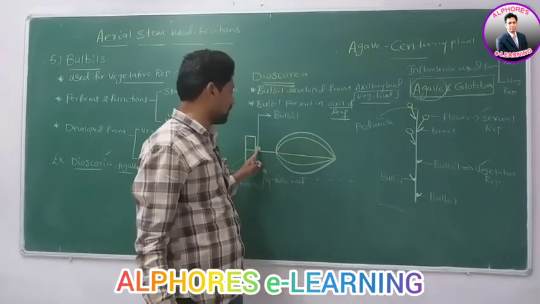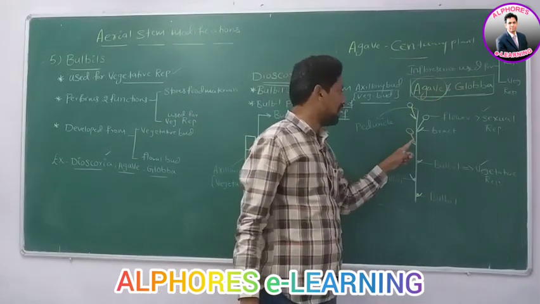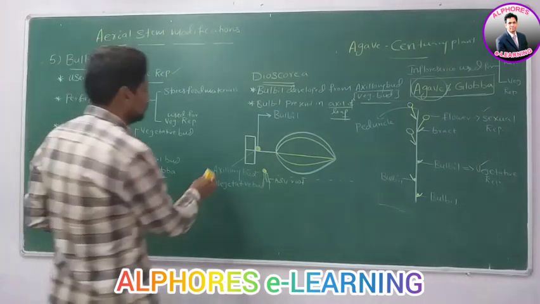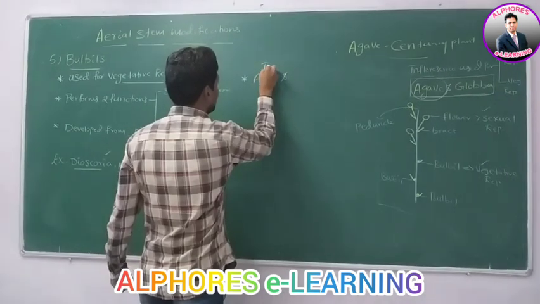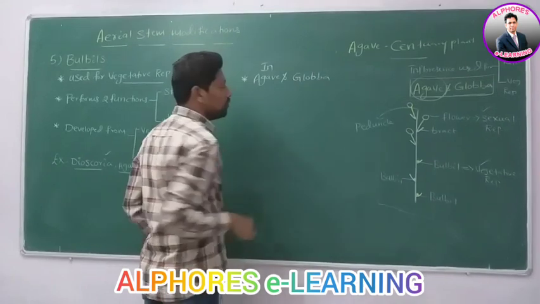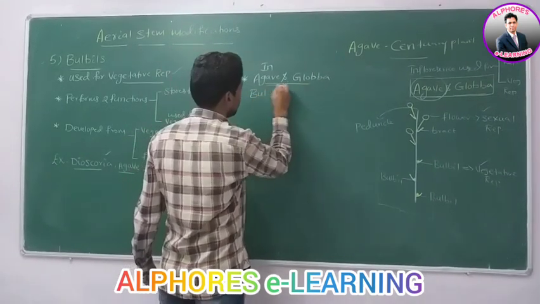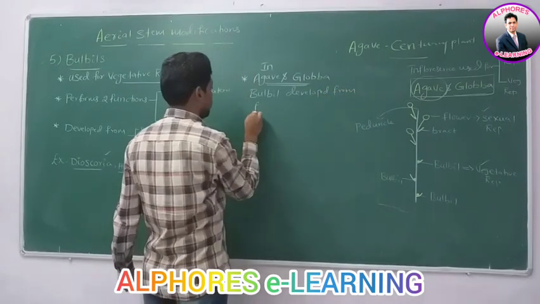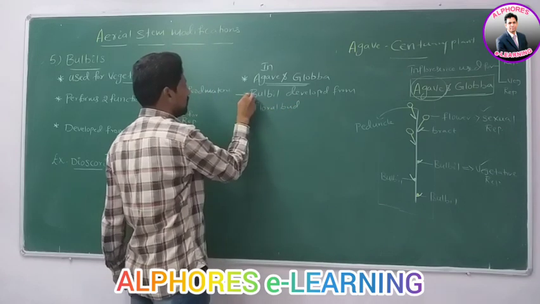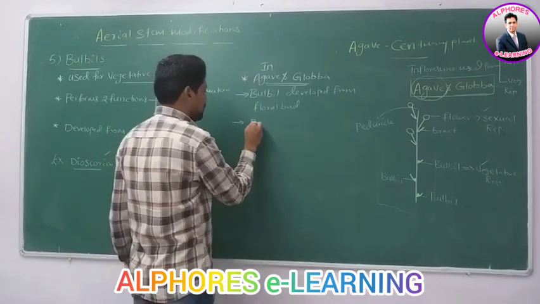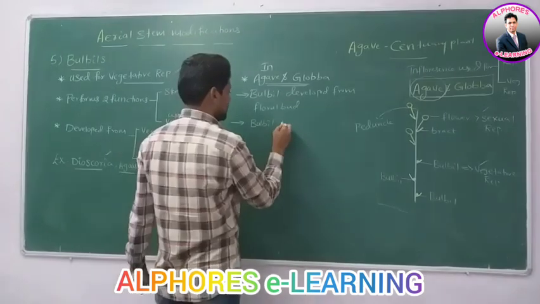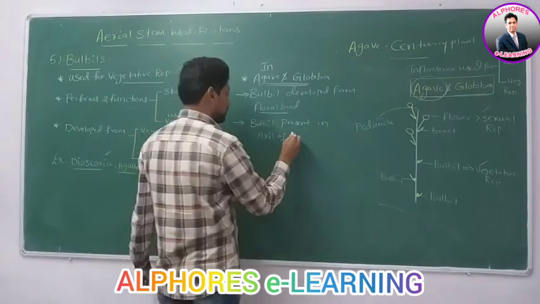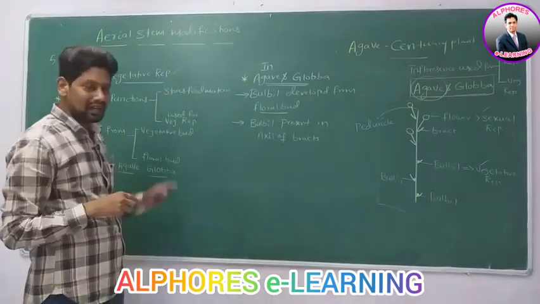Sir, in Dioscorea, bulbil is present in the axil of leaf, whereas in agave and globa, bulbil is present in the axil of what, sir? Bracts. Is this statement okay? Right. In agave and globa, bulbil is developed from floral bud. Which bud, sir? Floral bud. Bulbil is present in the axil of bracts. Is this statement okay?